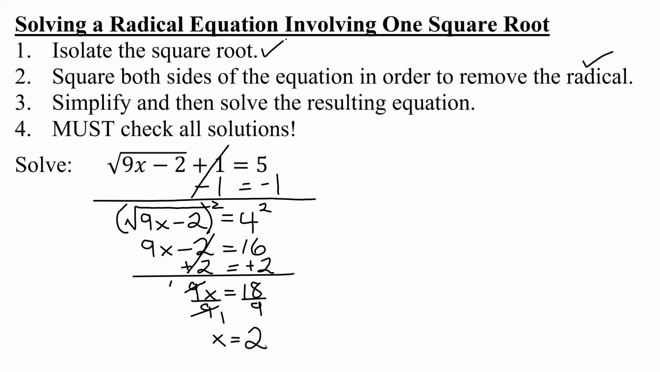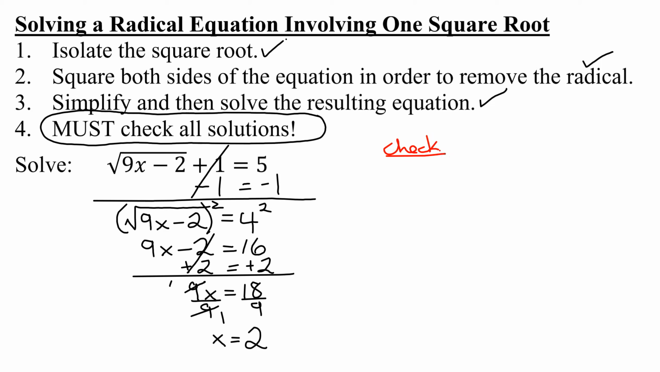So I've completed step 3, but don't forget there is a step 4. You must check for extraneous solutions. And that means I take my solution and plug it into the original equation. So I have to check it. And so I'm going to get the square root of 9x, so 9 times what's x? 2, minus 2, that's all underneath the radical, plus 1 equals 5. And I have to check to see if this is a true statement.